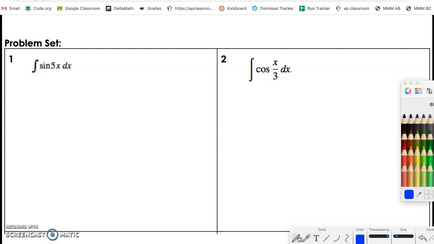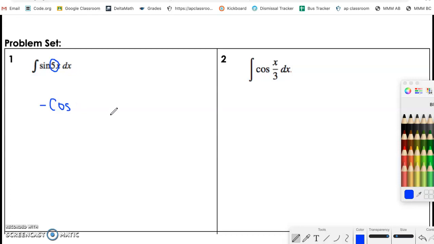Alright, so going over those problems from the problem set. So these first two are pretty simple because remember, it's just sine or cos, so this one's just sine of a constant times the variable. So remember, this is really simple. I'm just taking the antiderivative of the trig function, so antiderivative of sine is cos, or sorry, it's negative cos.